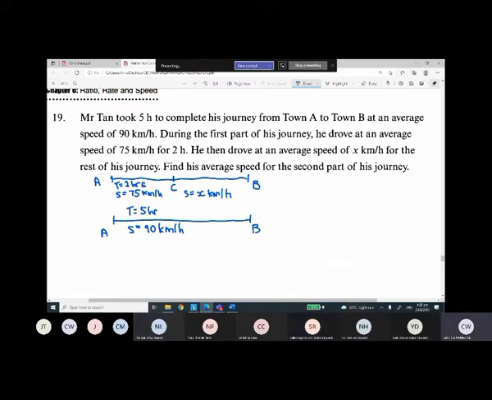First of all, they give you the whole journey. The whole journey took 5 hours. The speed from A to C is 75, C to B is X, okay? So you can see it's different. But if you look at the whole journey, it's actually 90 kilometers an hour. So how do you do this? You're supposed to find the speed of the second part, from C to B. How do you do this?